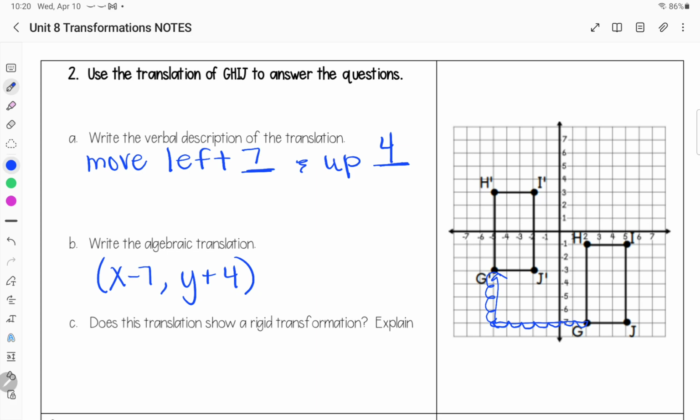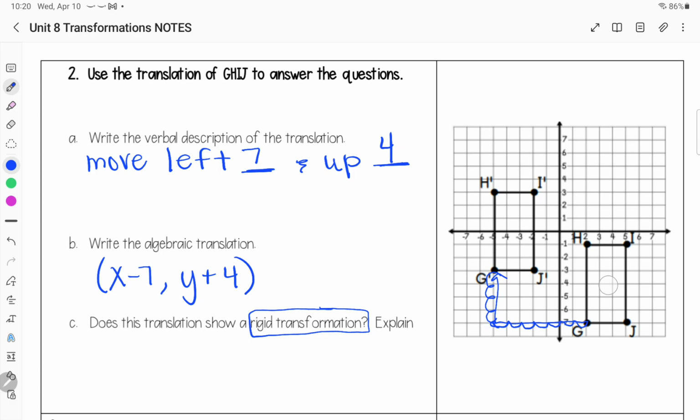Now, it says, does this translation or does this slide show a rigid transformation? I want you to look in your notes and figure out what a rigid transformation is. So, is it a rigid transformation? Yes, because rigid transformation means that it stays the same size, same shape. I didn't change anything about this original shape.